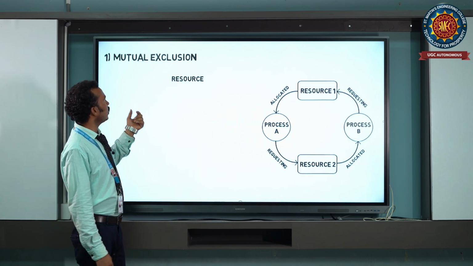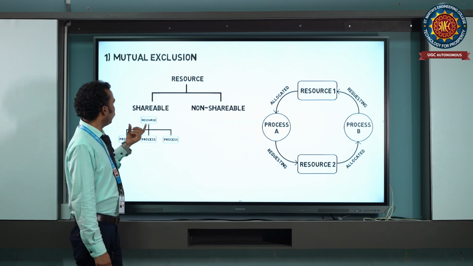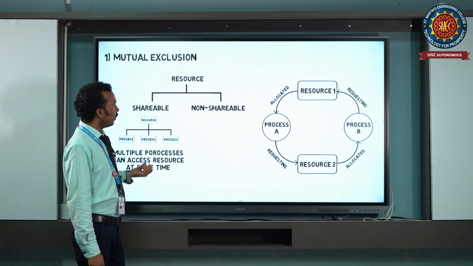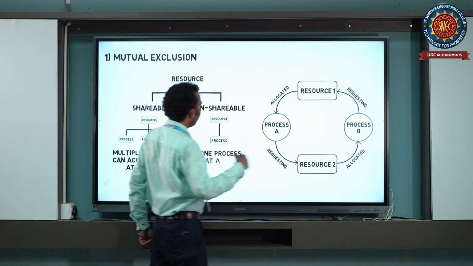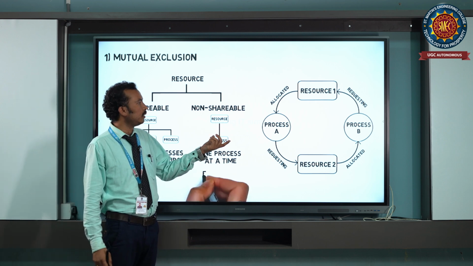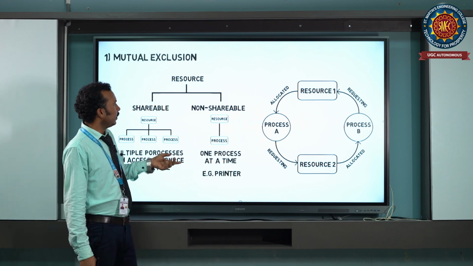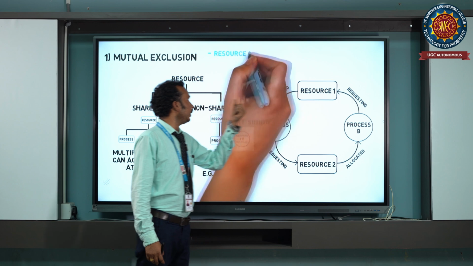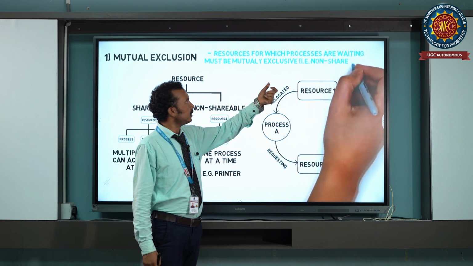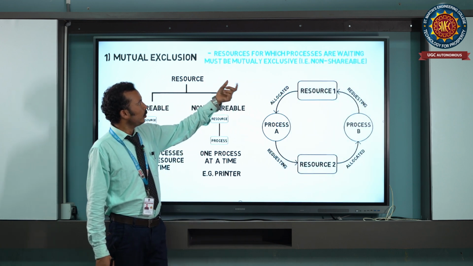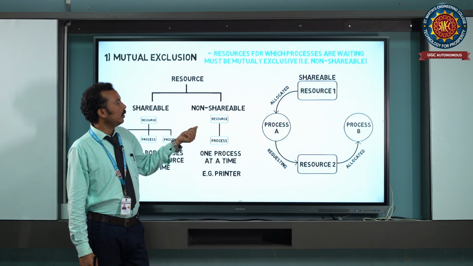Mutual exclusion. Mutual exclusion means that resources are shareable or non-shareable. If resources are shareable, they can be allocated to both processes at a time, so they can easily execute and complete their processes. So only if the resources are non-shareable will the mutual exclusion condition occur. The resources involved must be mutually exclusive, that is, non-shareable. Only if the resource is non-shareable will the deadlock occur.